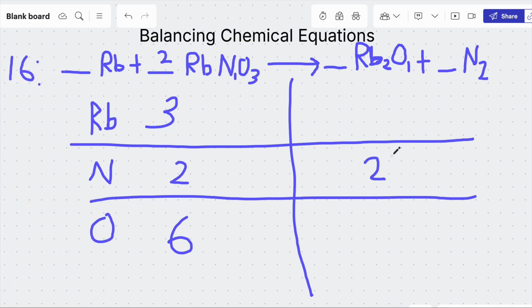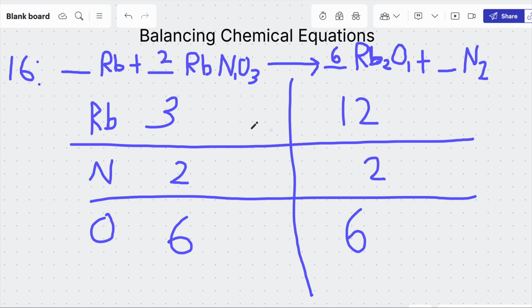Alright, so we need 6 O's total. And we have 1 O in every one of these. So we need to figure out what we need to multiply by 1 to get to 6. In this case, that'll be 6. Because 6 times 1 O gives us 6 O's. Alright, and then that also changes our RBs on this side. So now we have 6 times 2, which is 12 total. Alright, now our N's are good, our O's are good, our RBs are not good.